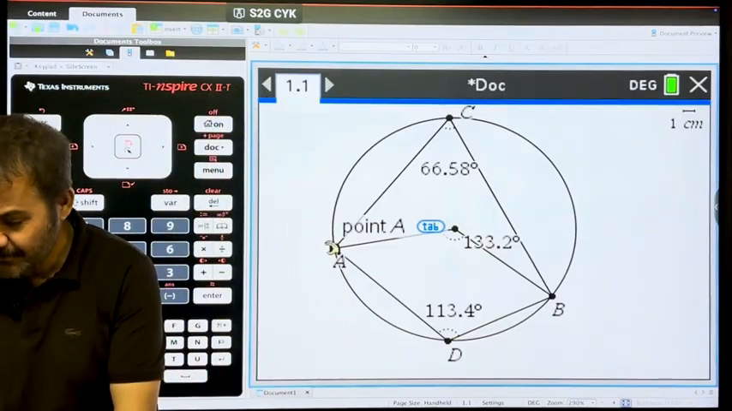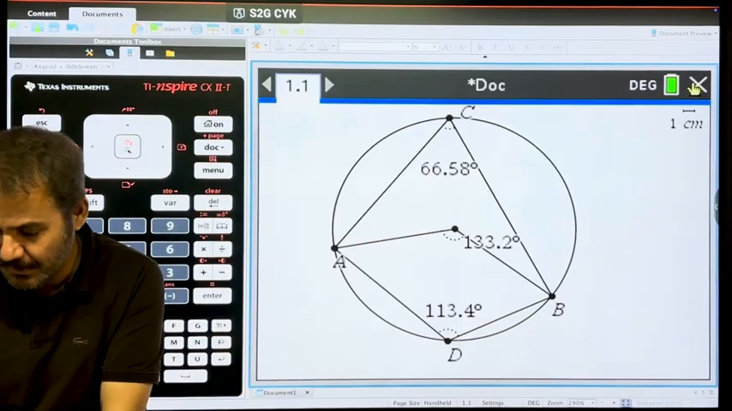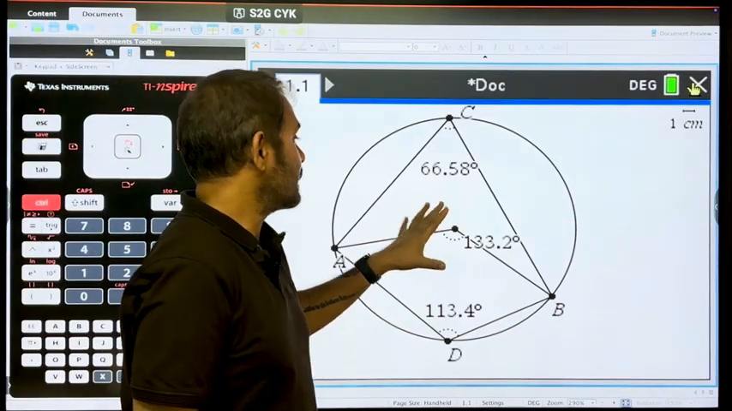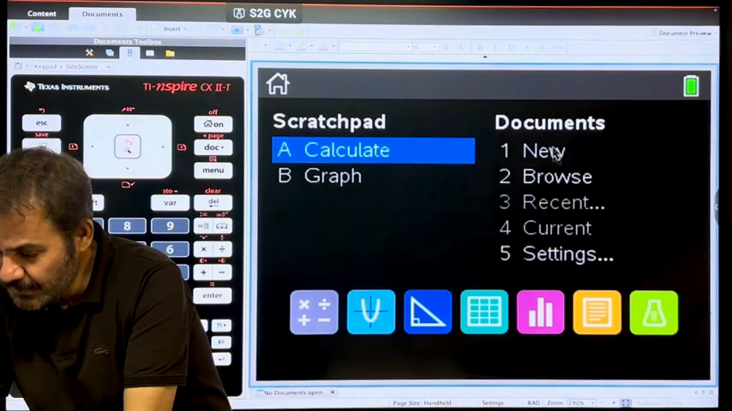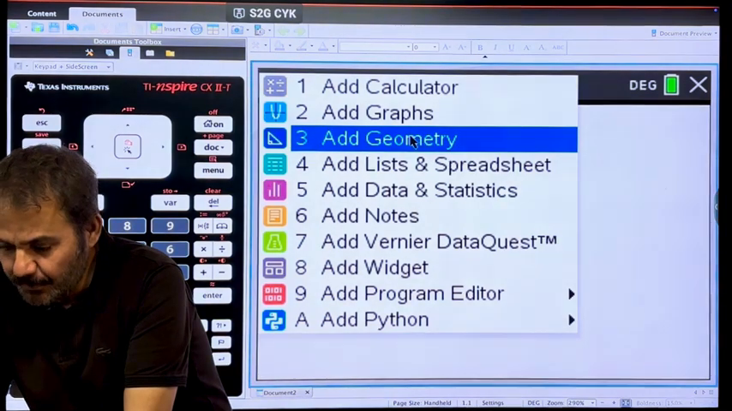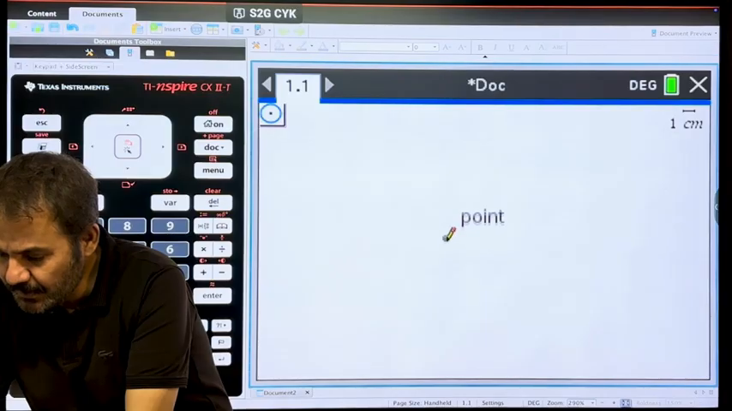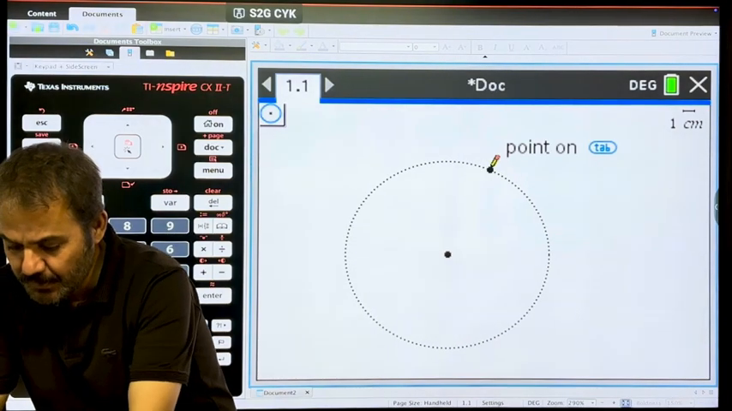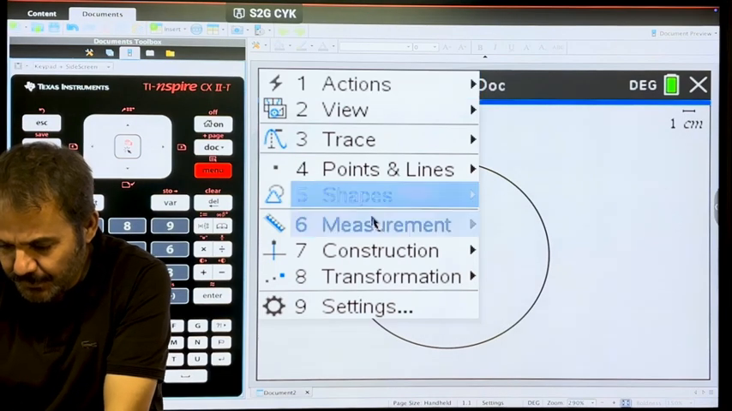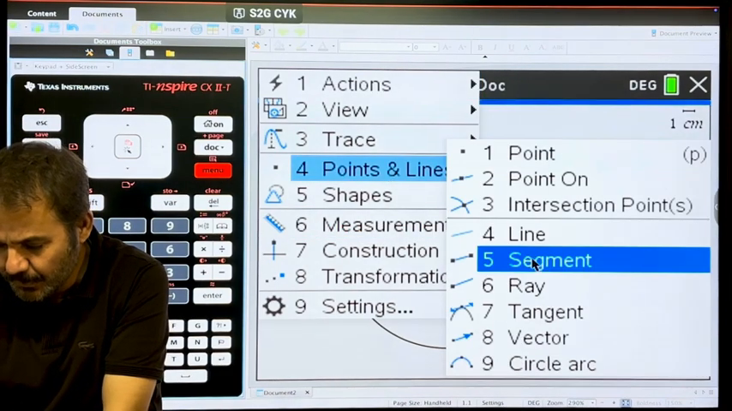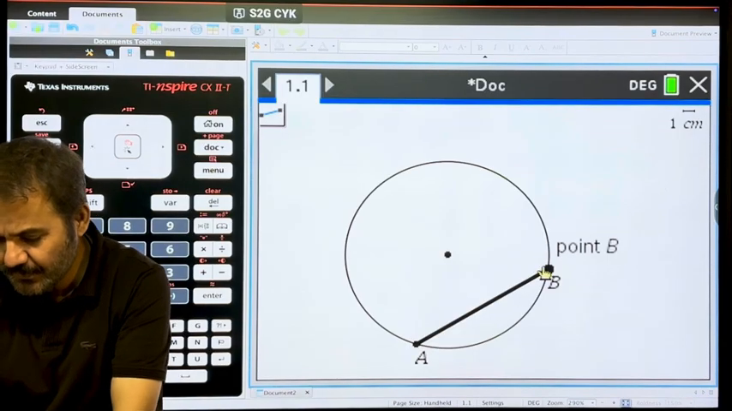Now, moving further, before we move on, I would like to draw a new diagram, because there are too many lines, too many angles, so you may get confused here. So I'll draw a new diagram. How will I draw? I'll just close this. I'll open a new file. I'll open a new geometry page. I'll go to menu, go to shape, circle, and draw a circle. Now, this time, again, I'm going to take point and line, go to segment, and let's draw this segment.